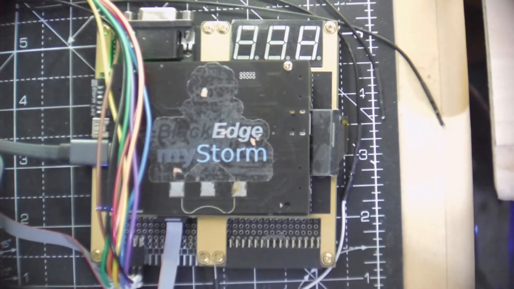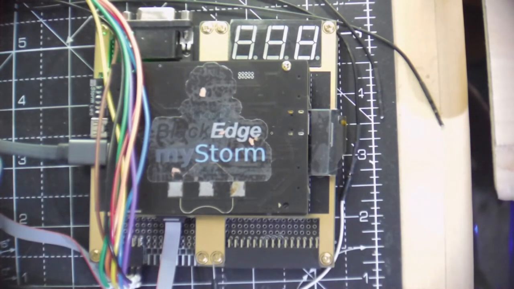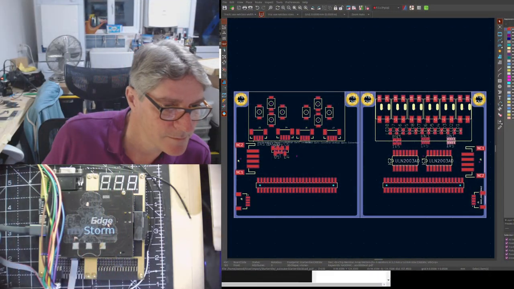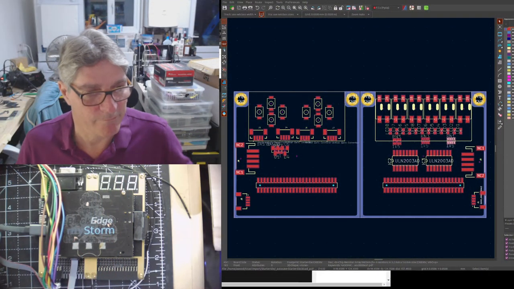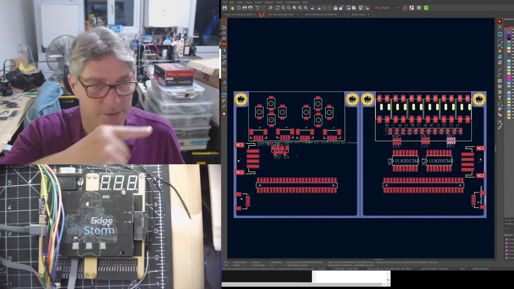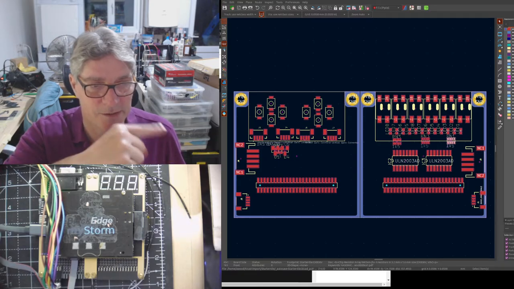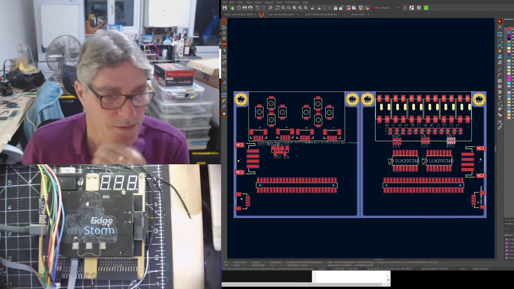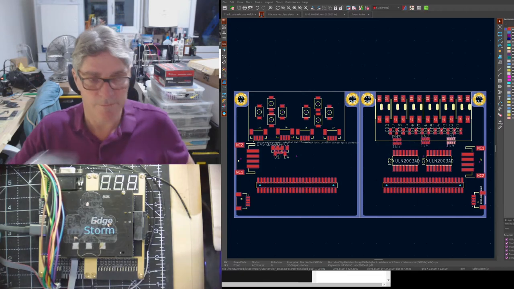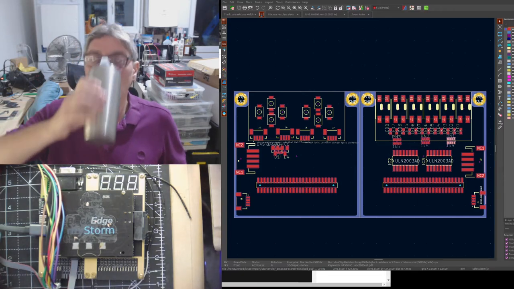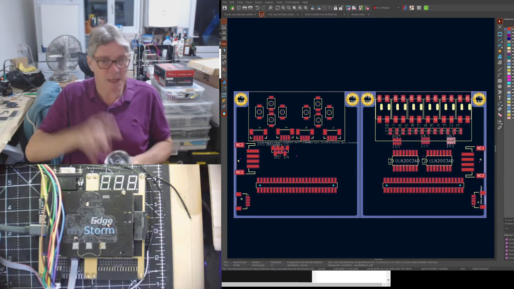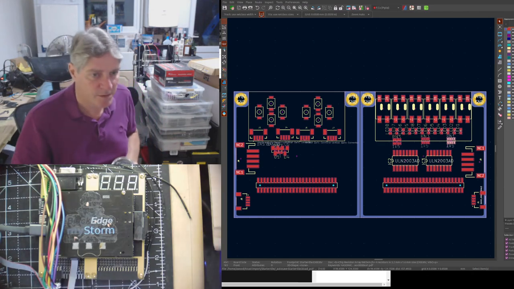Back to the starter board. This one. What are we going to do? I'm just going to get a bit more water, folks. Just going to mute you for a sec.